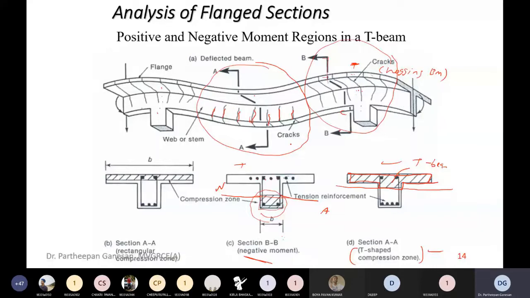So practically, at the bottom you have compression concrete, and at the top you have only steel, at the support side. So it is designed as a rectangular beam only. Okay, so this you should remember.